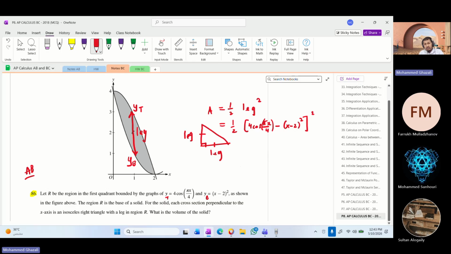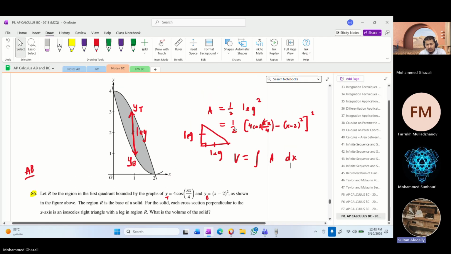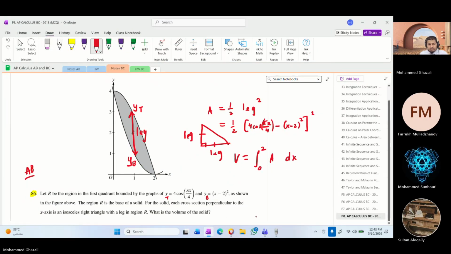Anyway, to find the volume, you just integrate this cross-sectional area. Integrate all of this. Put the half outside the integral, and we're integrating from 0 to 2. Half base times height. There's a base, leg, and the height is leg. So leg times leg is leg squared. Half base times height, and the base is the leg.